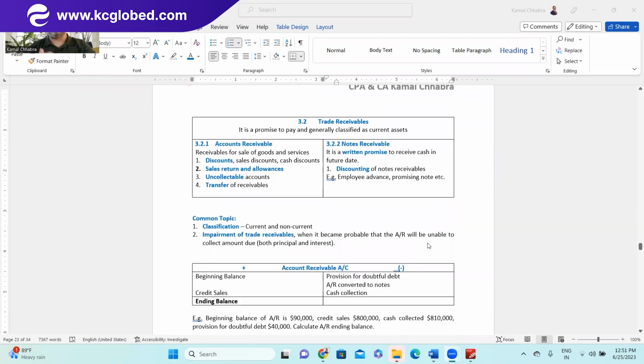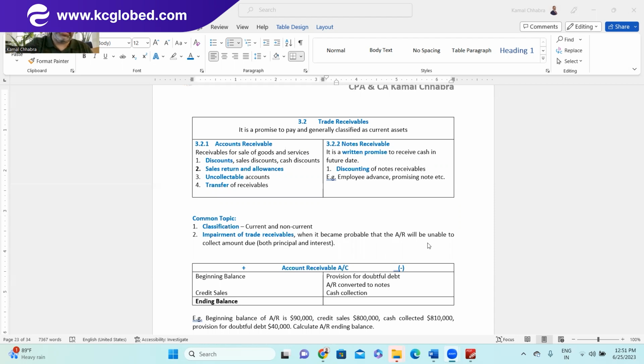Now we are jumping onto trade receivable. Trade receivable considers two things, account receivable as well as note receivable. So in this topic we'll be studying both account receivable as well as note receivable. What is trade receivable? It is a promise to pay and generally classified as a current asset. So in trade receivable, first we will be discussing account receivable.